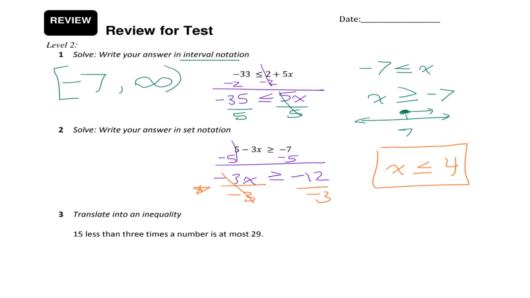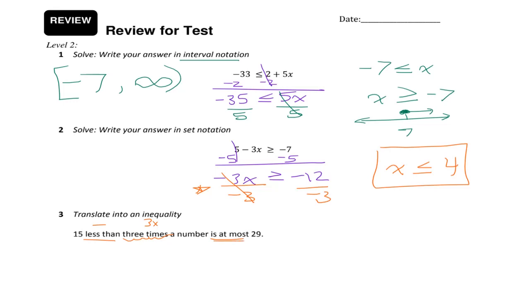15 less than 3 times a number is at most 29. All right, so I have less than, which sometimes means less than symbol and sometimes means subtract. But if it doesn't have is less than, remember when we looked at that first page of translating, it was always is less than, is more than. That means our inequality symbols. So in this case, because it does not say is, it means subtraction. 3 times, okay, we know what 3 times means. Is at most. All right, that's going to be our clue word for our symbol.